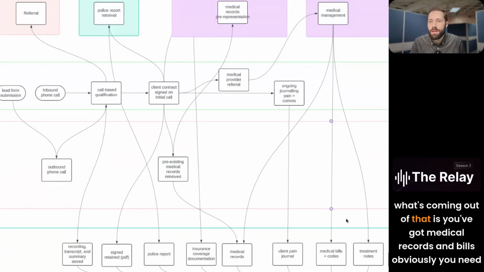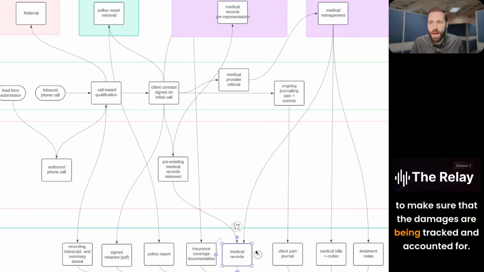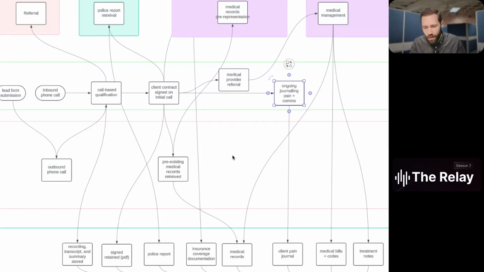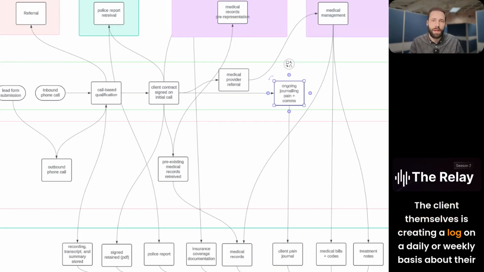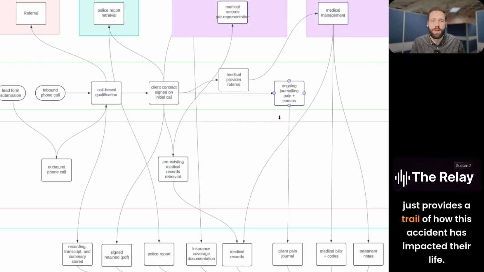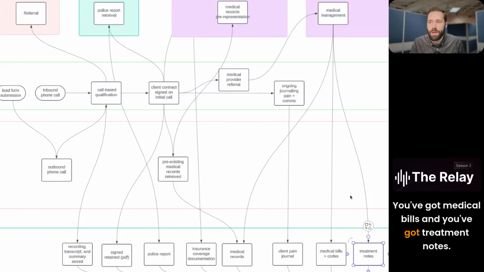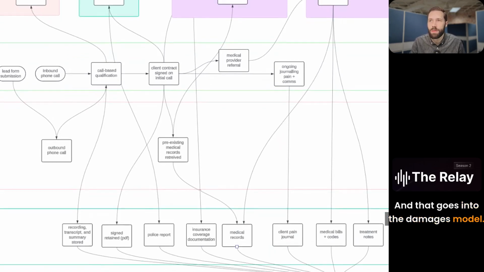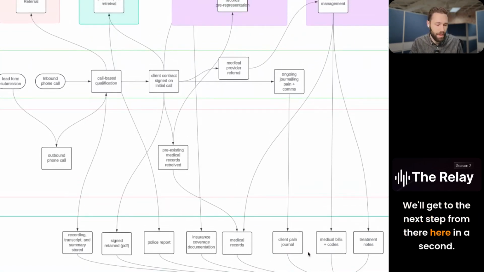What's coming out of that is you've got medical records and bills. Obviously, you need to make sure that the damages are being tracked and accounted for. You've got a client pain journal, which is something that I'm seeing as a best practice in the industry. The client themselves is creating a log on a daily or weekly basis about their pain management. It just provides a better trail of how this accident has impacted their life. You've got medical bills and you've got treatment notes. All of this information is going to be stored inside the law firm, and that goes into the damages model. And we'll get to the next step from there in a second.